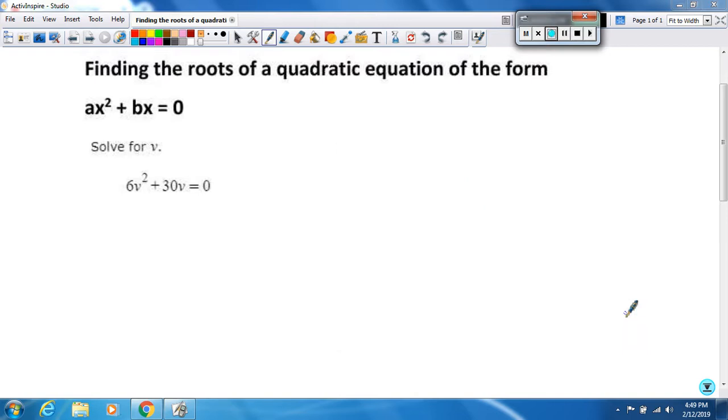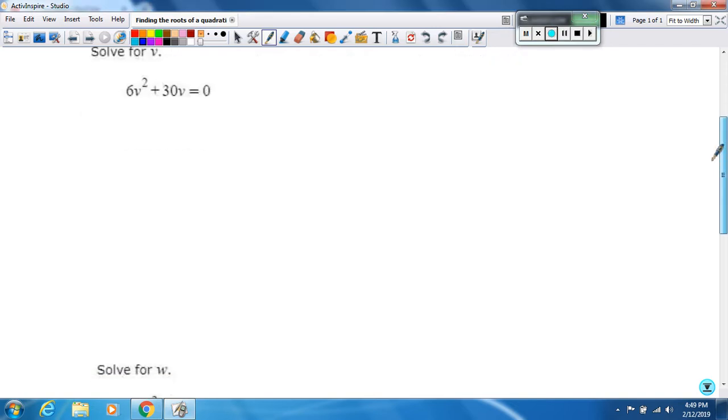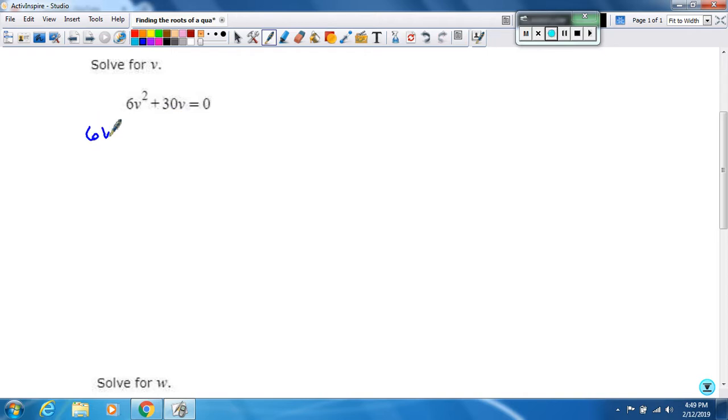Solve for v. Okay, the first thing I want to do is go ahead and factor out the GCF from this. I can divide both of these by 6, and they each have a v in common. So then what I want to do is I have a 6 and 2 v's. I took a 6 and a v out, so that's a v left over, plus 30 divided by 6 is 5, and I have a v, but I took it out, equals 0.